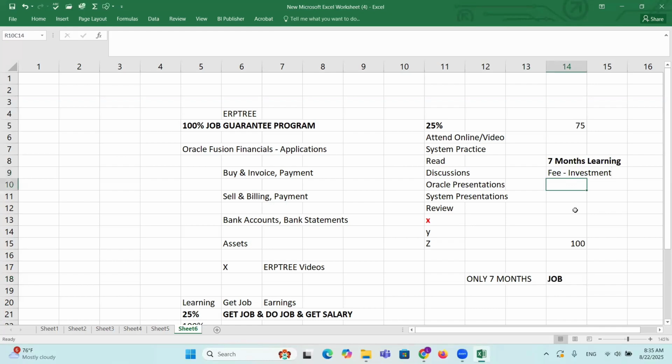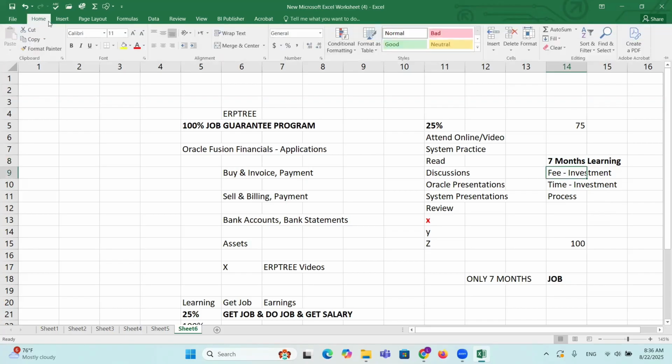And I'm making it very, very clear. By paying for this program, you don't get anything. You will lose your money. If you want to take benefit out of it, you have to invest your time. After that, you have to follow the process. We will tell you what process you have to follow. 7 months, you should be on the floor with dedication. Your fee is nothing here.